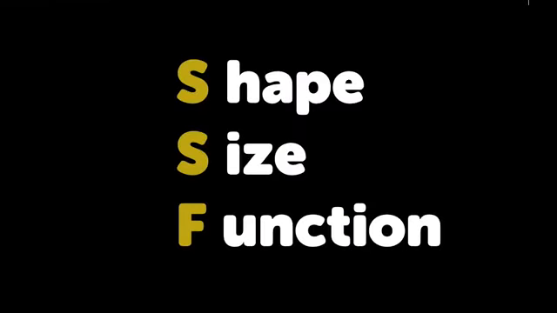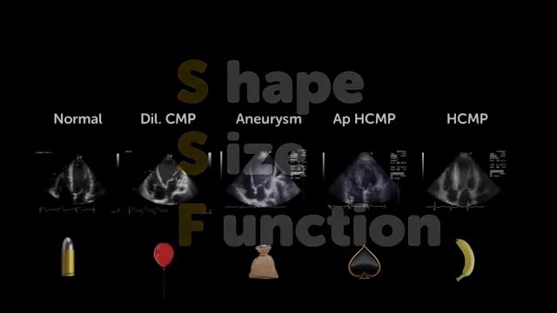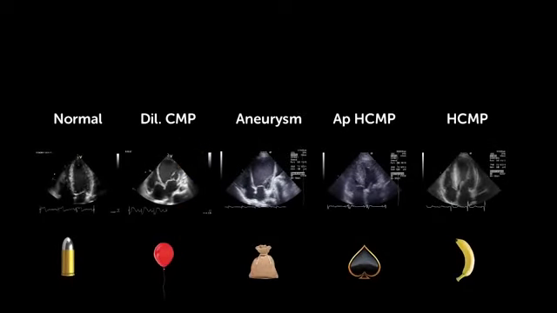When you look at the left ventricle, take a look at its shape, its size, and its function. I explained that there are different shapes that the ventricle can have: the shape of a bullet in normal hearts, round in dilated cardiomyopathy, outpouched at the apex in patients who have an aneurysm, the shape of spades in apical hypertrophic cardiomyopathy, and the shape of a banana in other forms of hypertrophic cardiomyopathy.